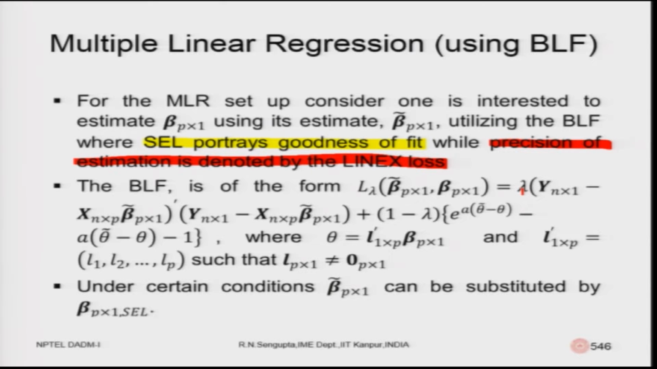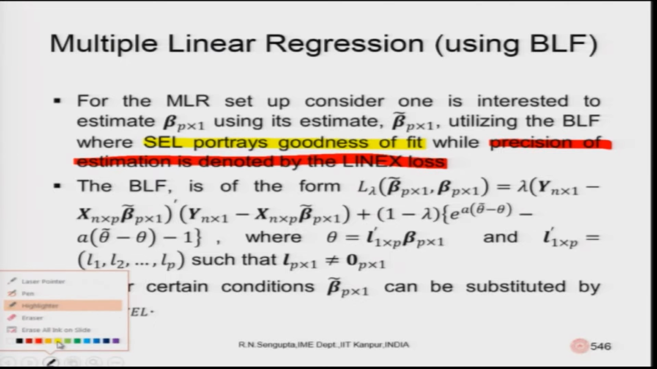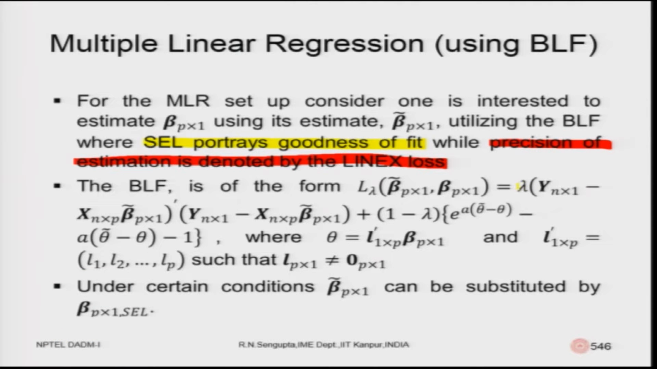So, what is the error for lambda? Let us go to the goodness of fit. Use the color yellow. So, goodness of fit with lambda, where you are trying to find the difference between the actual value and the predicted value. Actual value is y, the bold one, and predicted value is basically X multiplied by the beta tilde which you have found using the concept of squared error loss. While if I go to the precision of estimation, you give a weight of 1 minus lambda, and here you want to calculate a value of theta.